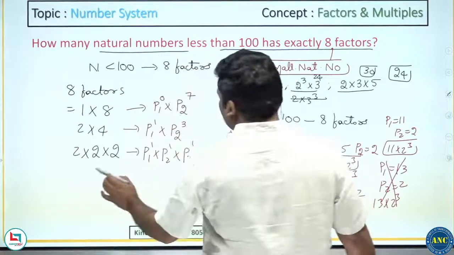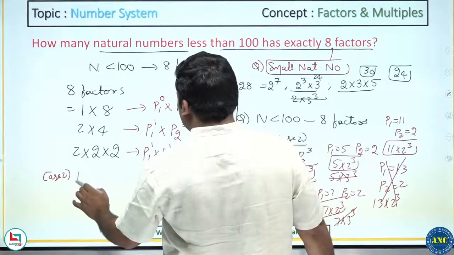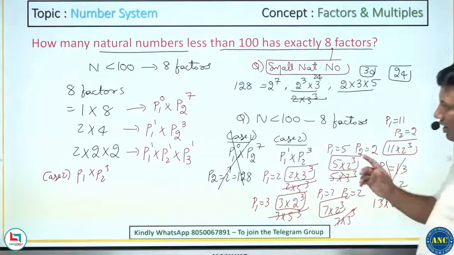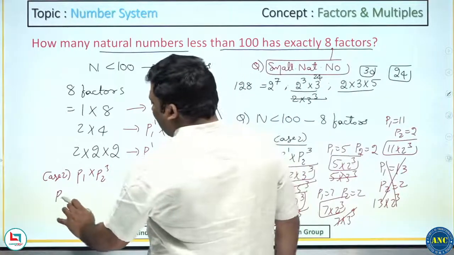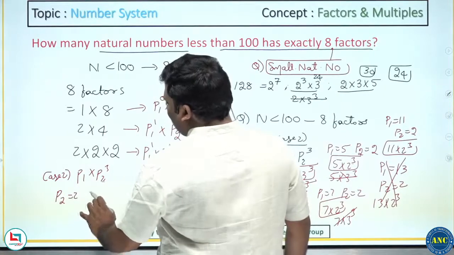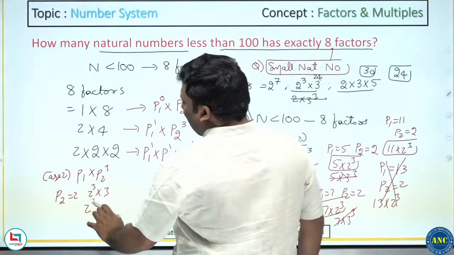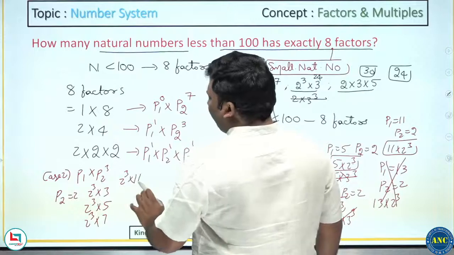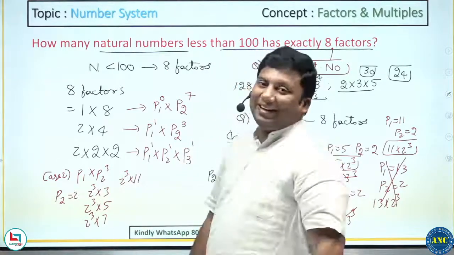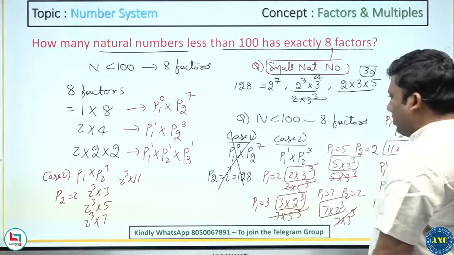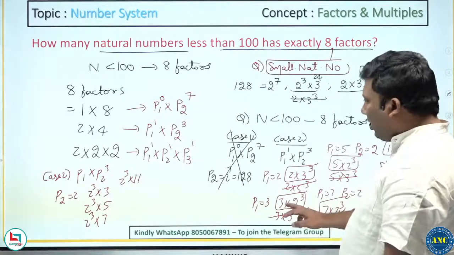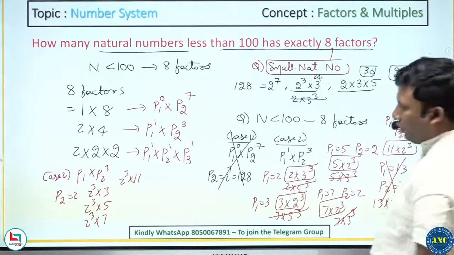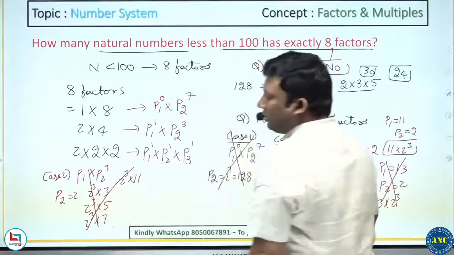Similarly, in case number 2, it is P1 into P2 whole cube. I gave all the values of P1 here. Let me give all the values of P2 here. P2 equal to 2. So 2 cube into P1 can take 3, 5, 7, 11. P1 cannot take 13, 8 into 13, 104, so it is not possible. Which cases did we get? 3 into 2 cube, 2 cube into 5, 2 cube into 7, 2 cube into 11. So all these cases are possible.